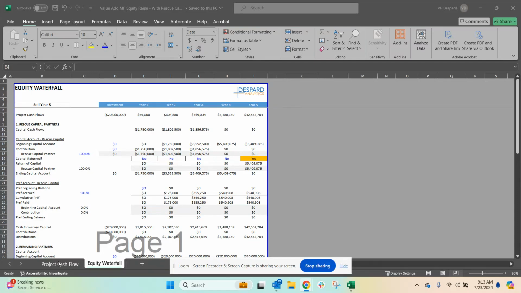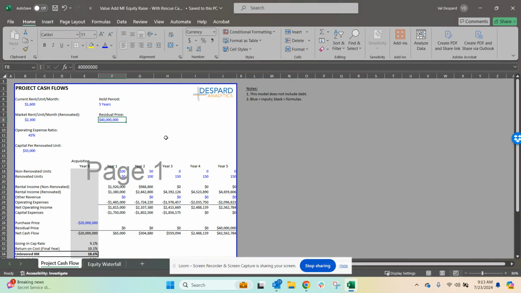I want to walk you through a worksheet that we did that evaluates a value add multifamily acquisition. This could be used for an existing property that you own, but I ran this as an acquisition. It has kind of a value add profile with capital spent per unit to renovate the units. You have a market rent, a higher market rent for the renovated units. So over the course of 2 years, you renovate units, and then you have a 5-year hold.